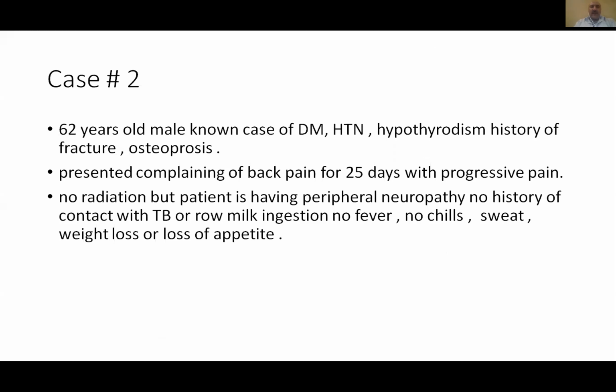Here there is another case. This patient is a 62-year-old male, a known case of DM, hypertension, and hypothyroidism. He had a history of repeated fractures and osteoporosis. He came to the emergency with progressive pain for 25 days, and there was no radiculopathy at that time. But after coming to the emergency, he started to have weakness in the lower limbs and cauda equina-like symptoms.